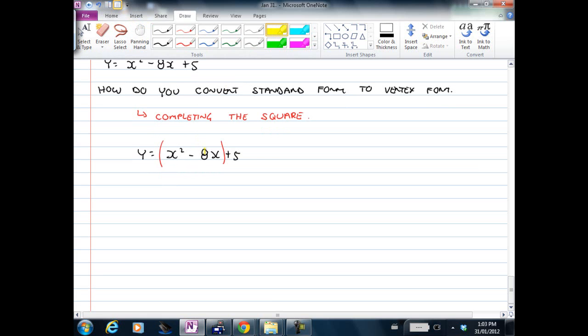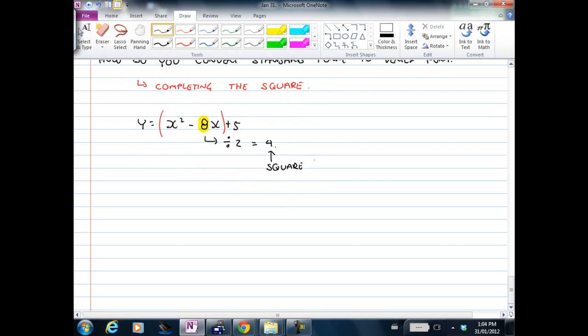So what we're going to do is look at the number in front of x. I want you to put a little circle around that 8. That's your key number. What you're going to do with this number is divide it by 2. So 8 divided by 2 gives you 4. Now, I want you to square this number. The square of 4 becomes 16.